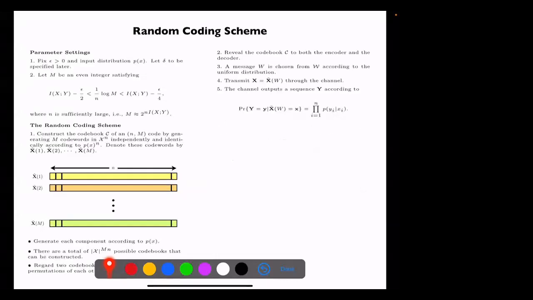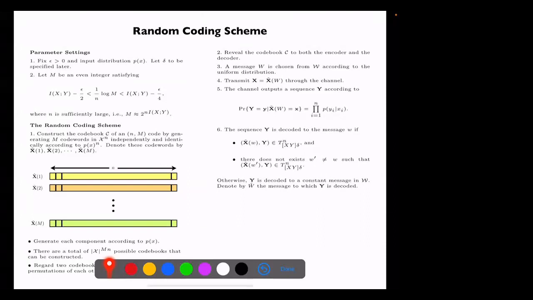All right. So the situation in which you declare a decoding error is the following. It could be that you cannot find any codeword which is jointly typical with Y, or you find more than one codeword that is jointly typical with Y. In this situation, you declare a decoding error, and what you do is that you decode Y to a constant message in the message set. So you just arbitrarily pick a constant message. Whenever there's a decoding error, you decode to that message.